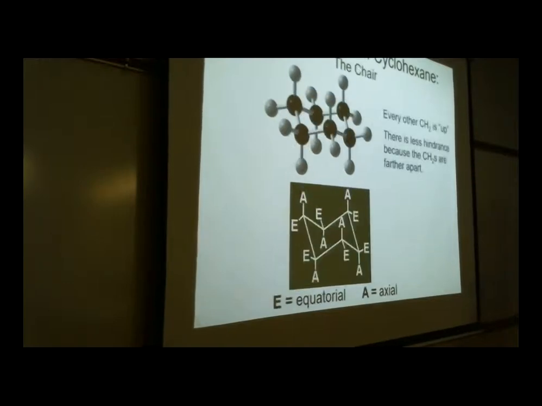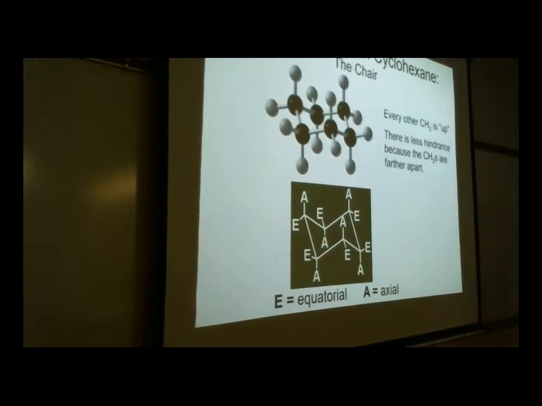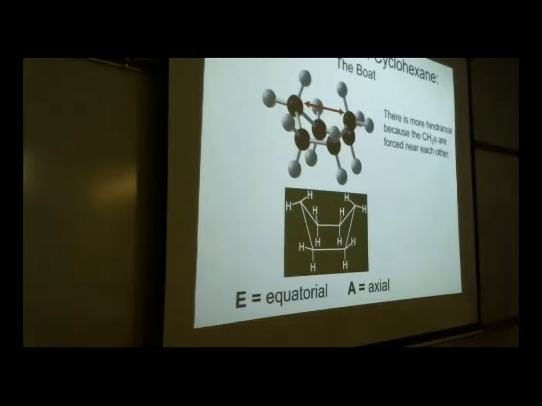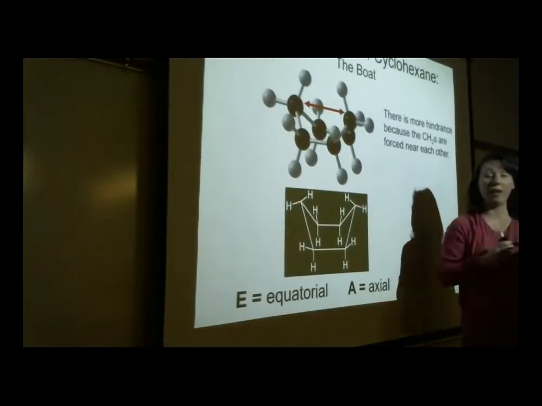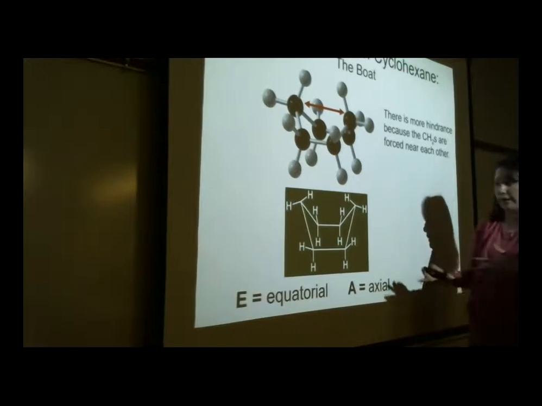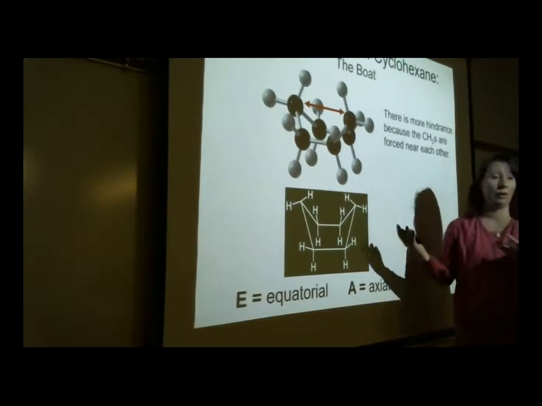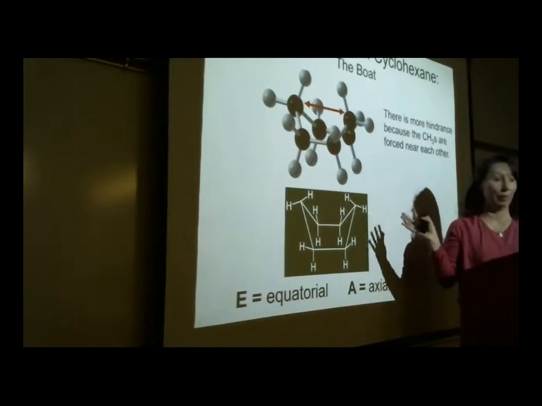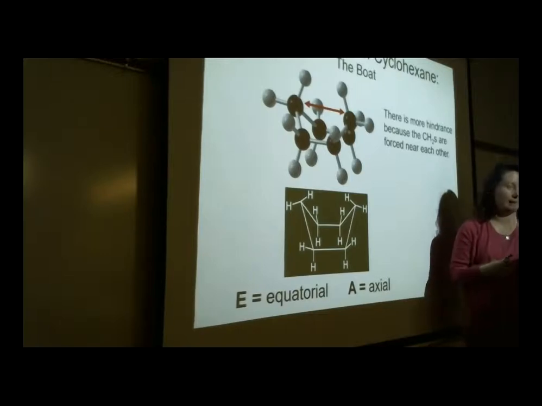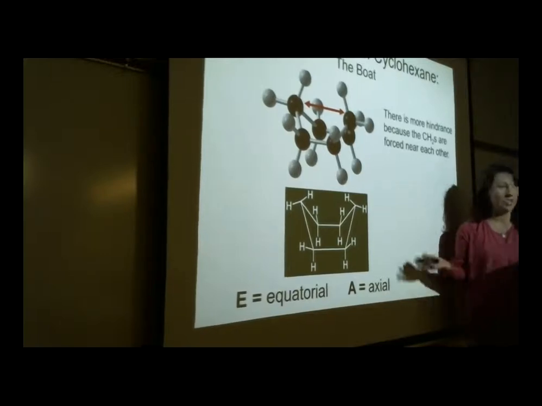Right, so there's the chair again. You've got more space between everybody. And there's the boat. And we're going to make models next week. Again, we're only doing conformations for cyclohexane in elementary organic. When you take full organic, you will apply this conformation theory to all kinds of cyclic molecules. But this is elementary organic. We just want to introduce the idea, okay, so that when you take full organic, you've seen it.